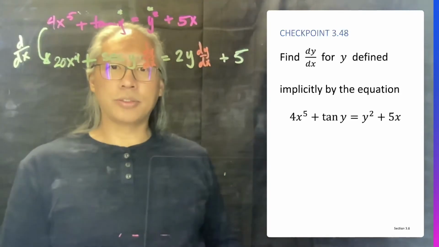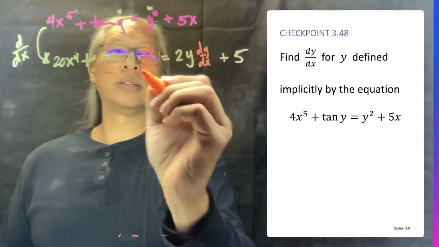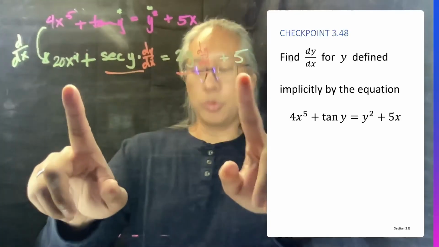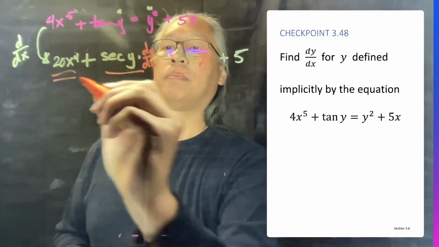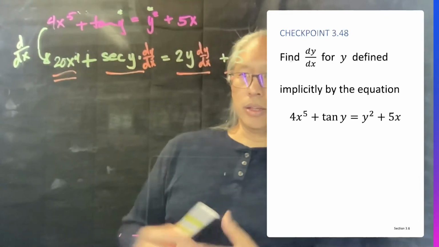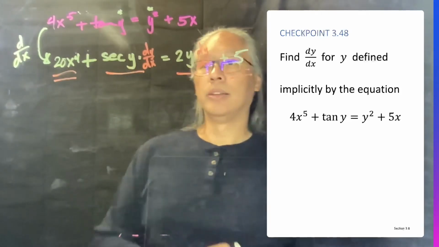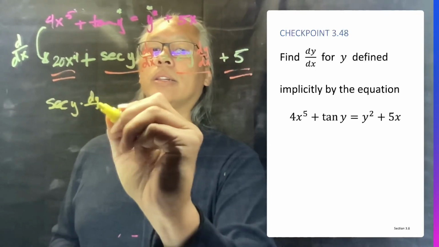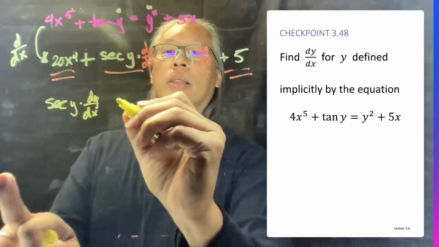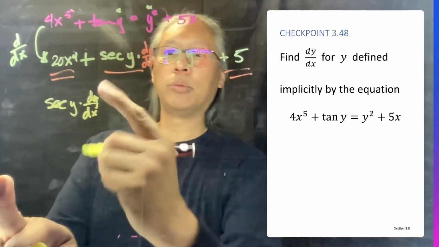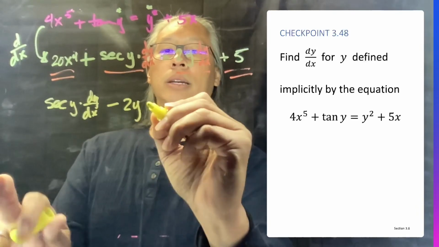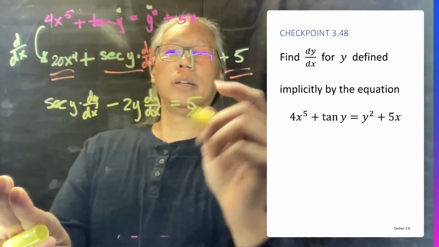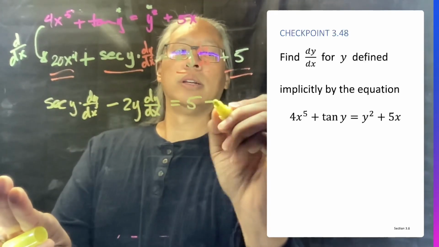Now our task is to solve for dy/dx, so we basically want to collect the terms that have dy/dx and move them to one side, and then the terms without the dy/dx we'll move to the opposite side, and then we'll factor out. So we have secant squared of y times dy/dx. And then this was on the right hand side, we'll bring it over to the left, so that'll be a minus 2y dy/dx is equal to the 5 stays here, and the 20x to the fourth will have a minus.